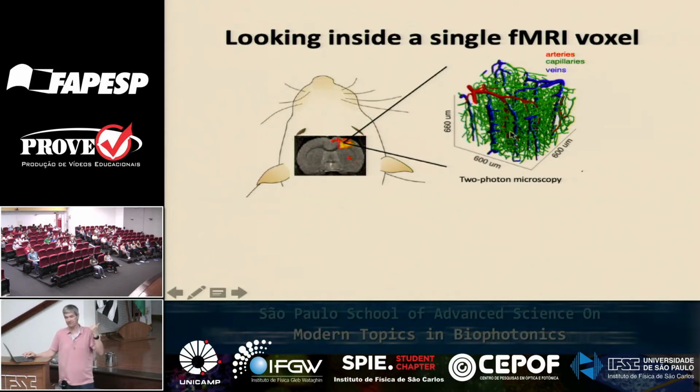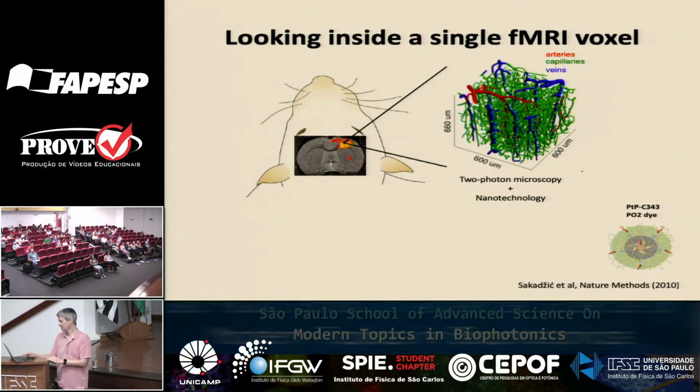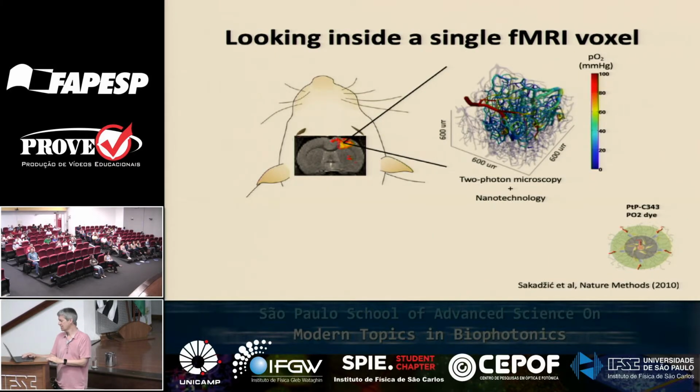So a single voxel of fMRI is very complex in that it contains thousands of blood vessels, all with different amounts of deoxyhemoglobin, right? And so we're going to probe this. We're going to measure blood flow using laser speckle methods and OCT, as I was describing to you. We're also going to introduce this novel phosphorescent dye that is quenched by oxygen.